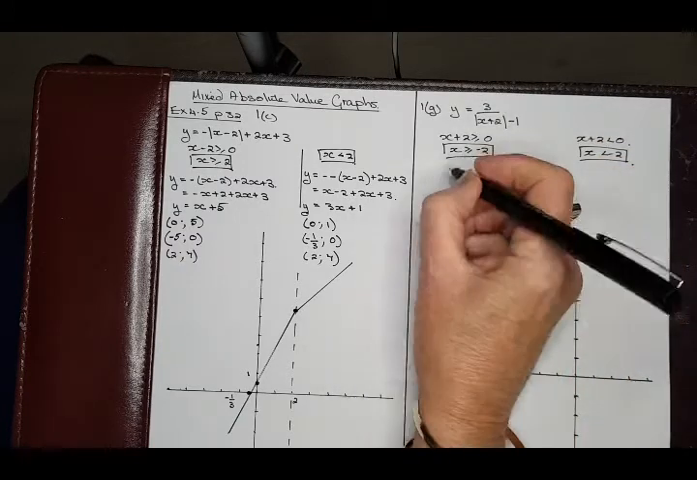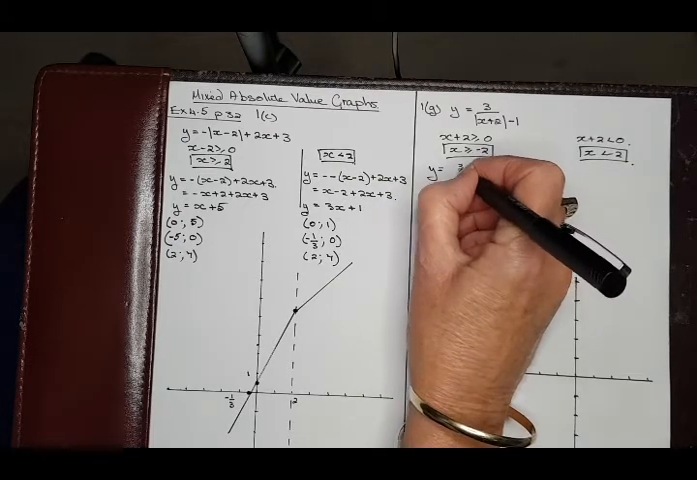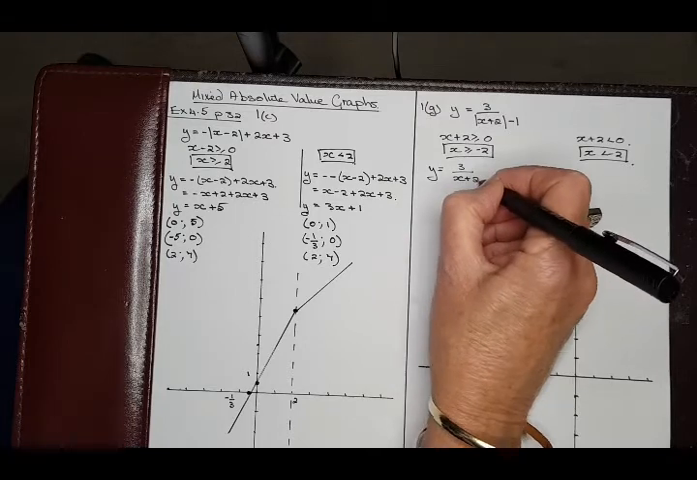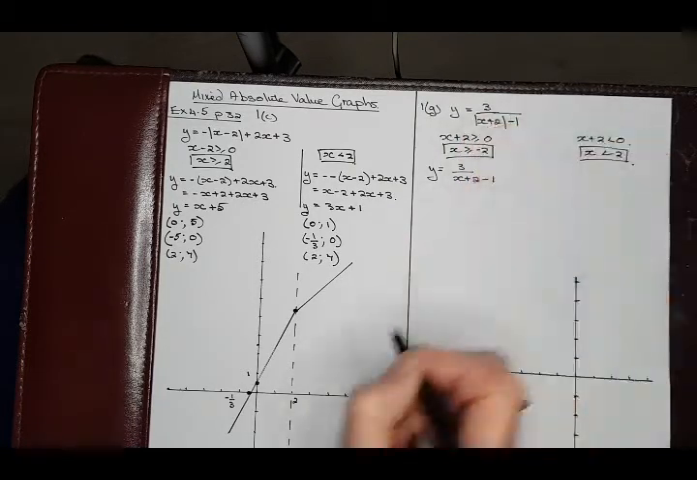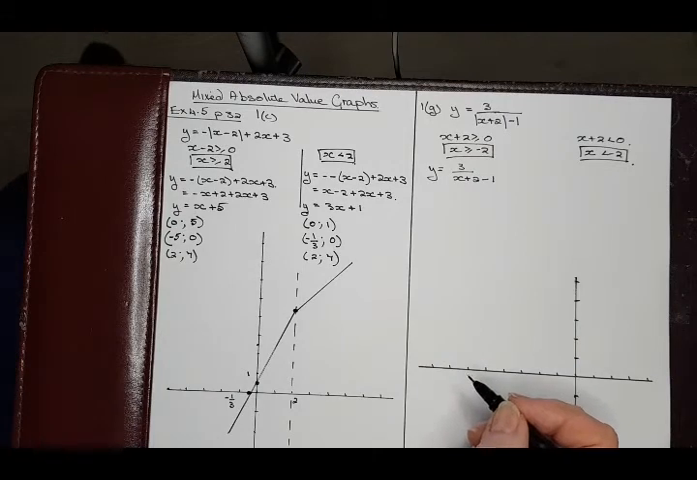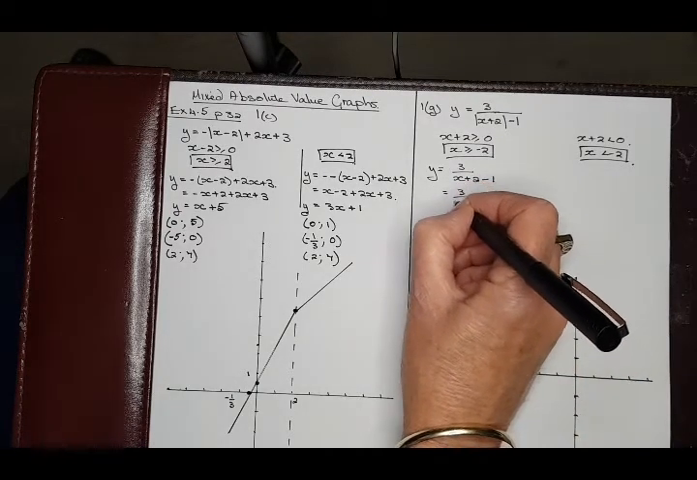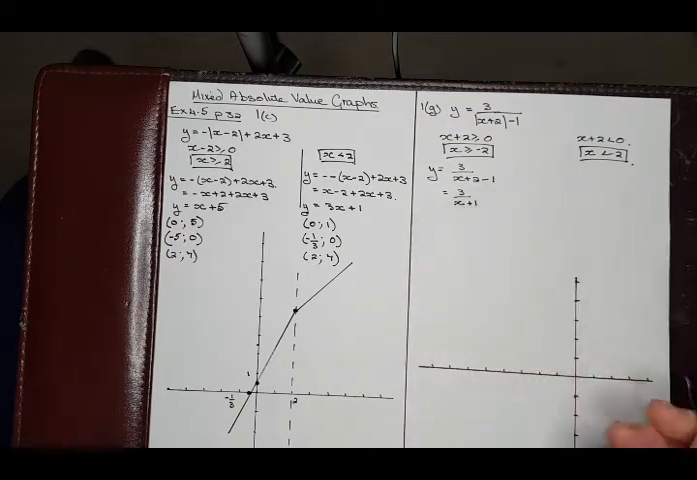If what's inside my absolute value is positive, the graph I'm going to draw is y is equal to 3 all over x plus 2, all right, subtract 1. I should actually make it clear that that line goes all the way across. So the graph I'm going to draw here is 3 over x plus 2 minus 1.